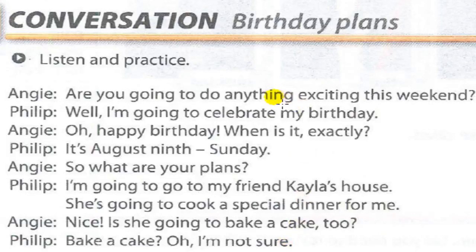So first question. Is Philip gonna do anything exciting this weekend? Yes, he's going to celebrate his birthday. When is Philip's birthday? It's August 9th, Sunday. What are Philip's plans? He's going to go to his friend Kyla's house because she's going to cook a special dinner for him. Is Kyla going to bake a cake too? He's not sure. Maybe. Philip is not sure.